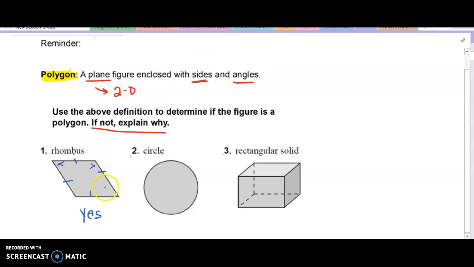A circle, on the other hand, is it a plane figure? It is a plane figure, it's 2D, but it has no sides and no angles. So a circle is not considered a polygon. I'm going to put no sides/angles. And then a rectangular solid, is it a polygon? Well, a 2D figure, no, this is 3-dimensional. So no, not 2D.